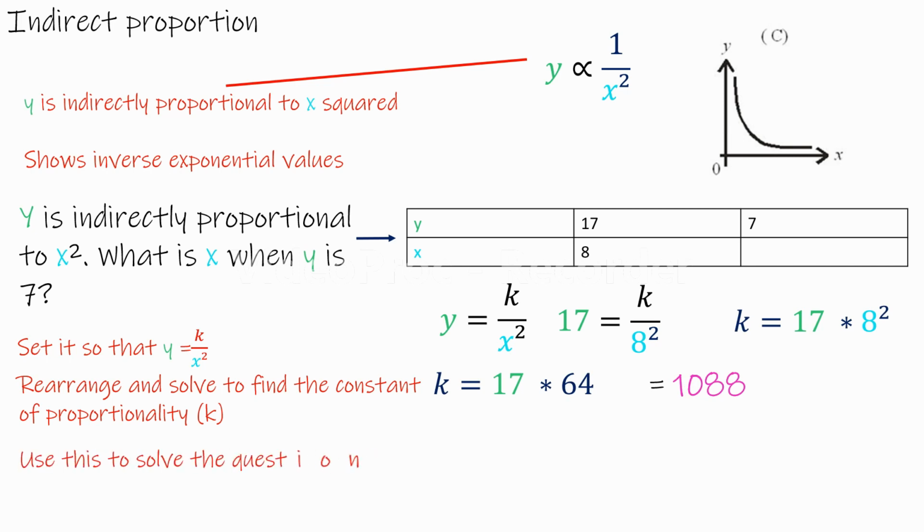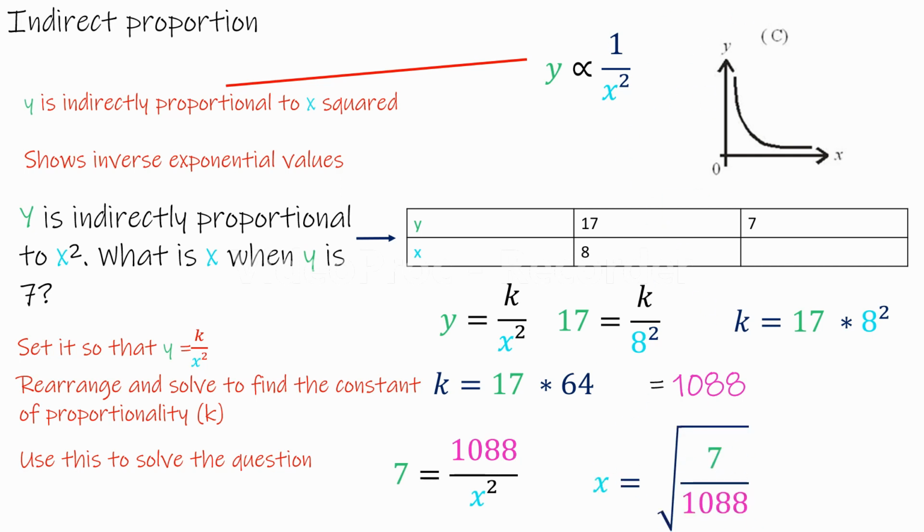Now, we simply use this constant of proportionality to solve for x when y is 7. So we know that y equals k over x squared, so we can say that 7 equals 1088 over x squared. Rearranging this, we get x equaling root of 7 over 1088. Remember to root it as we are finding x, not x squared, and then this will come down to 0.08. Really quite simple.